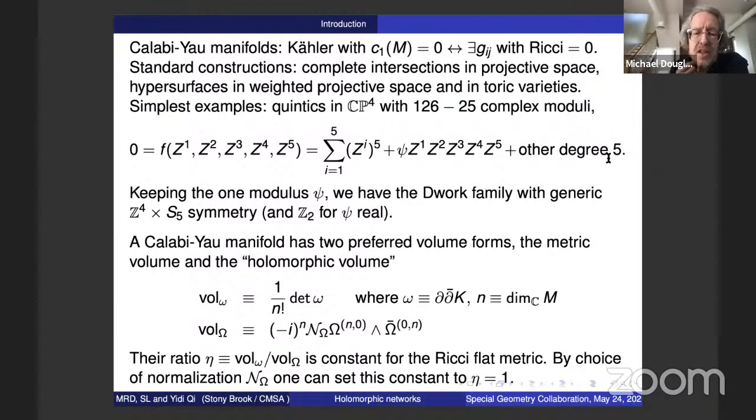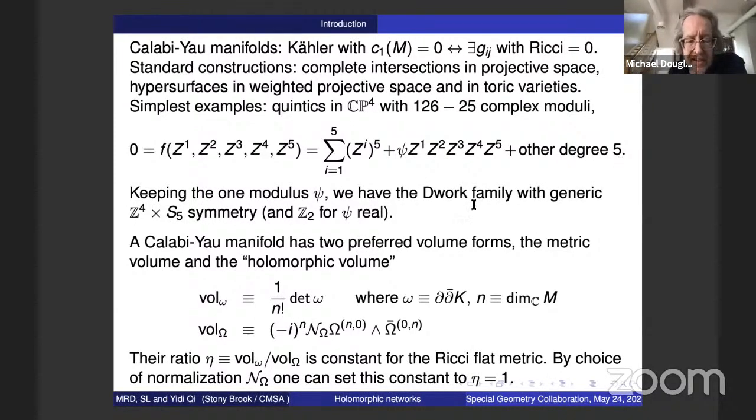The examples that I'll talk about are all quintics in CP4, so these are Calabi-Yau threefolds. What will come out later is that compared to the previous work, the big advantage of what we're doing is that you don't need to assume any symmetries of the quintic. I've only written out this standard Dwork family, but in principle, of course, you could write a general polynomial and access the whole 101-parameter moduli space.